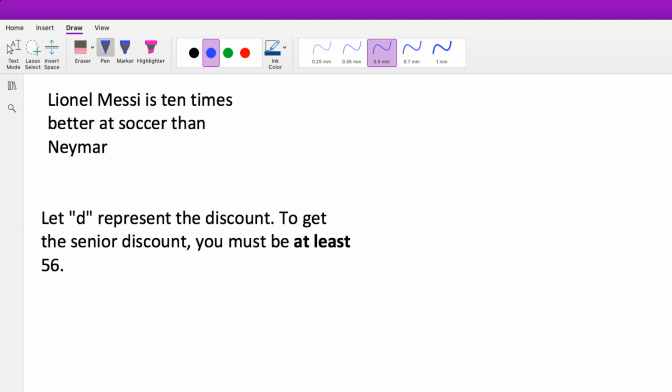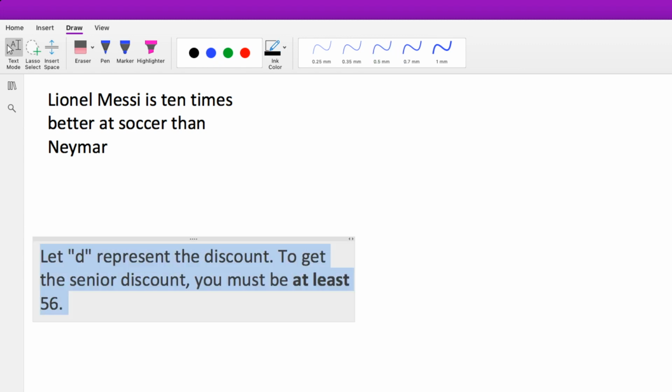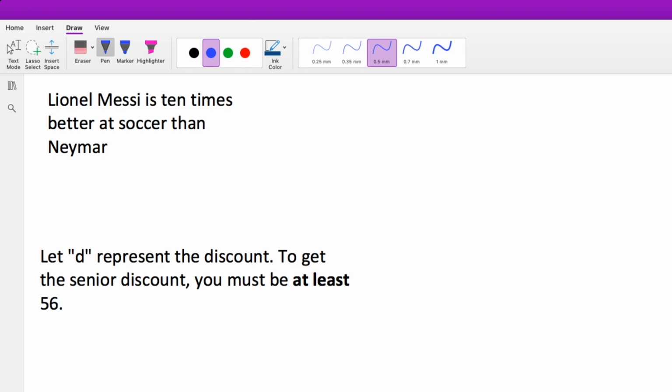This says Lionel Messi is 10 times better at soccer than Neymar. Now, whether you agree with that or not is up to you, and that's not really what we're working on, so don't hate on me if you don't agree, but this is going to show you how easy it is to do these types of problems. It tells us Lionel Messi is 10 times better at soccer than Neymar. So we'll have M represent Messi. M means Messi. Now, would we say Messi times 10 equals N for Neymar? Would we say that that is the final answer?